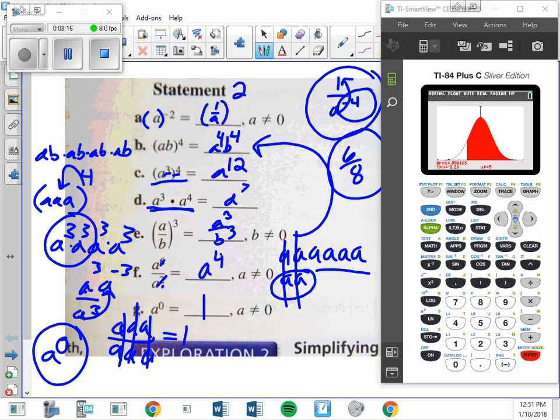i and the square root of negative 1. Yeah, i and the square root of negative 1 are the same. i squared and negative 1 are the same. Yeah. Okay.